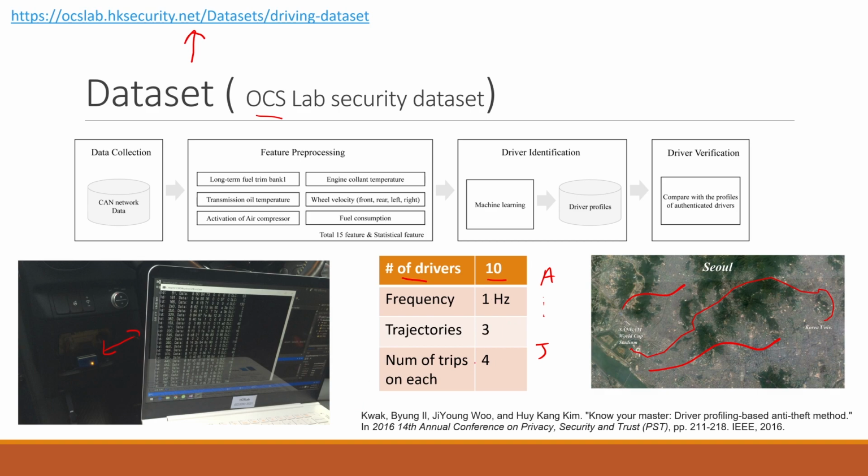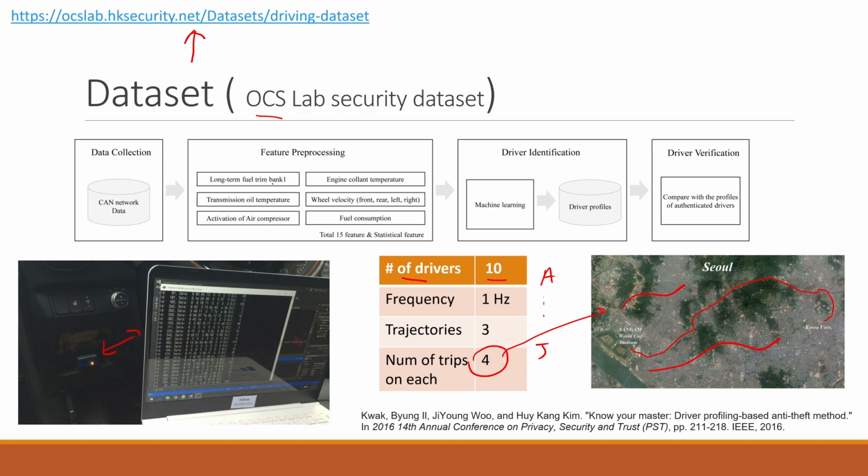Every driver has driven each trajectory 4 times, right? Deep learning needs a lot of data in order to learn everything. If a similar single trajectory has been driven by the same driver 4 times, it will be easier for deep learning to grasp all the skills or features associated with the driving skills of that driver. So this makes this dataset a very nice candidate to select. That's why I selected this dataset, and it is based on CAN bus.